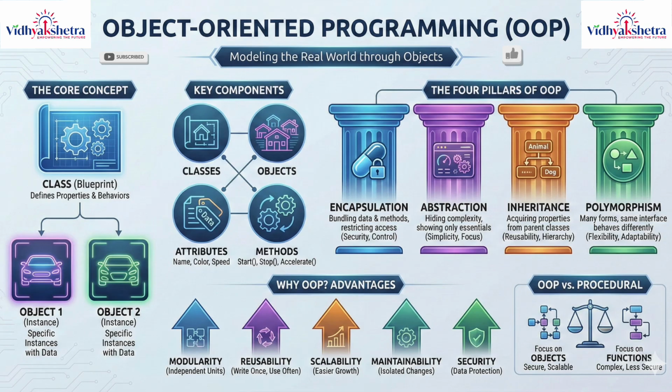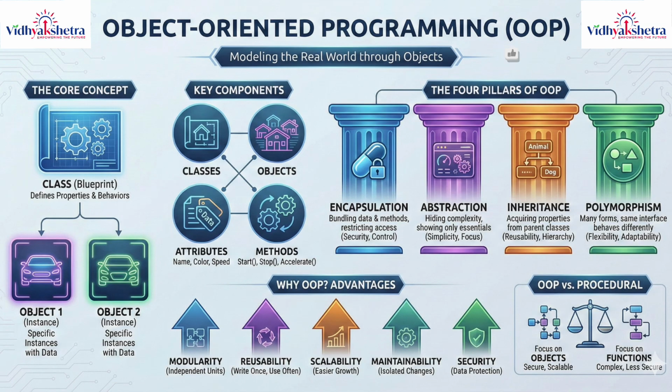What is object-oriented programming? Object-oriented programming is a programming paradigm that models real-world entities as objects. An object represents a specific instance of a class and has properties, also called attributes or data members, and behaviors, also called methods or functions. For example, consider a car. A car has properties like color, brand, and speed, and it has behaviors such as start, stop, accelerate, and brake.